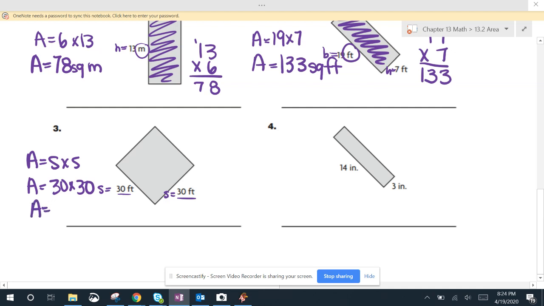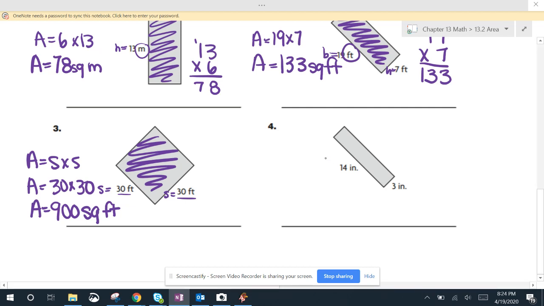Now I can do this one in my head because I know my times table for 3. So because 30 times 30 is really just 3 times 3, I know that it's going to start with a 9 because 3 times 3 equals 9, and then I add 2 zeros for my 30, so it equals 900. So my area equals, remember it's the measure of the inside, so square feet. Okay, press play when you're ready to correct number 4.